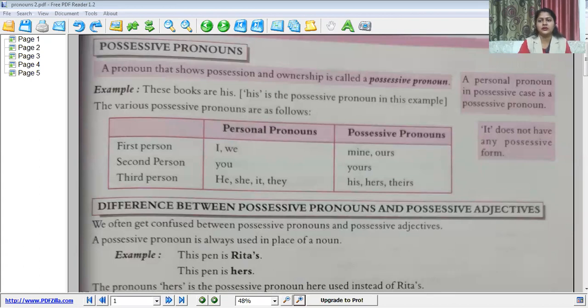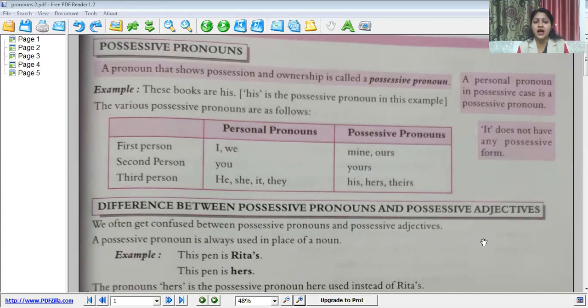Okay, children. Here is the PDF, and I had told you that we'll do possessive pronouns today. A pronoun that shows possession or ownership, when it tells about the ownership of something or possessing something, that thing belongs to any person or me, for example. Okay, so how will I place these? Okay, the example I'll give you first.